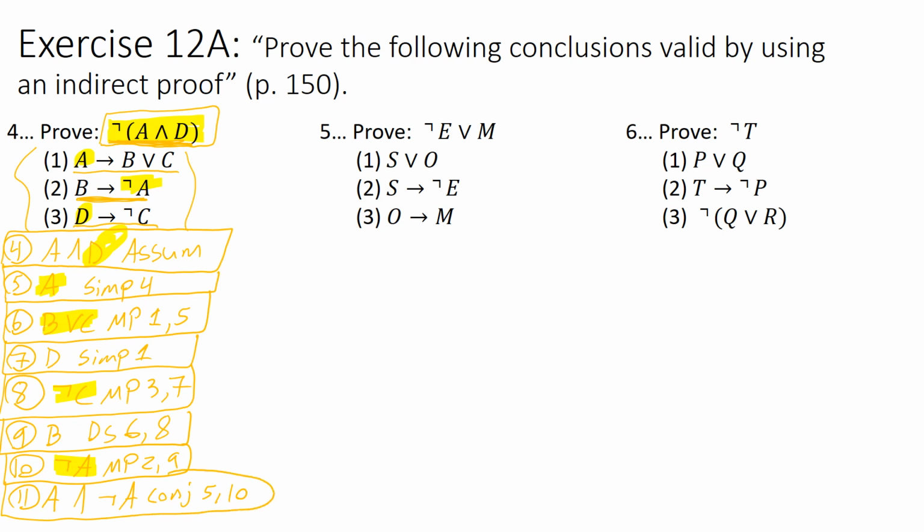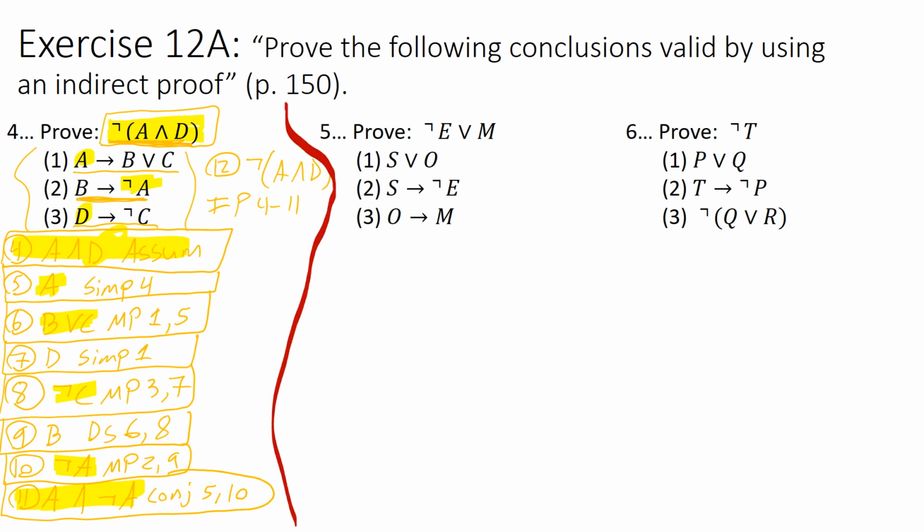We're still under quarantine. However, we have reached a contradiction that followed from this assumption. It's a faulty assumption, and so we can, outside of quarantine for line 12, deny that assumption, because that assumption cannot be the case. So not parentheses A and D, close parentheses, because we have our indirect proof with lines 4 through 11. And that concludes that proof.